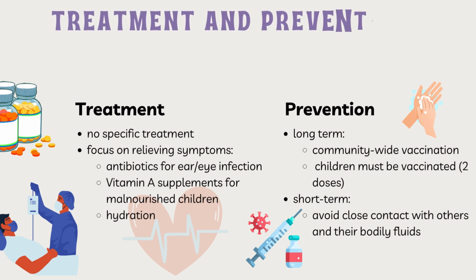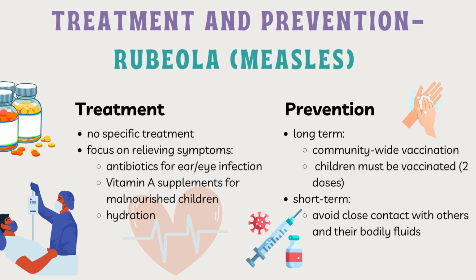So the next topic is the treatment and prevention for rubeola, or measles. Treatment: there is no specific treatment. The main focus is to relieve symptoms. This could be, for example, antibiotics for the ear or eye infection that may come along. Or, because measles is very common in malnourished children in other countries, vitamin A supplements may combat this. Hydration is important for people that suffer with diarrhea and vomiting.